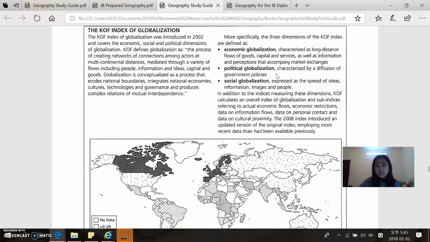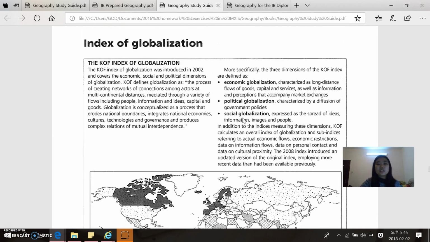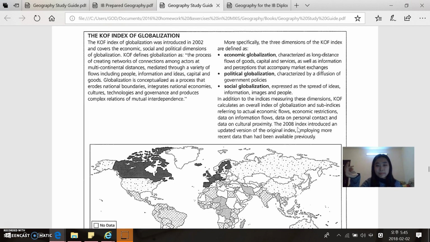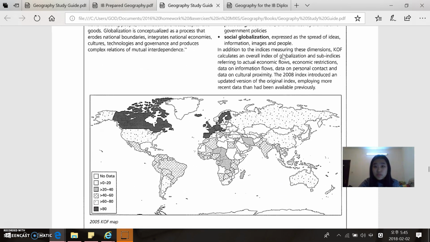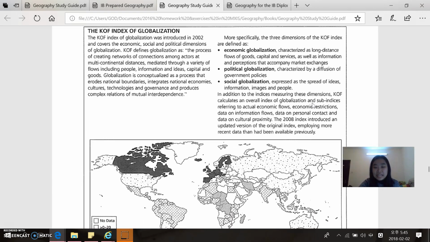And political globalization is characterized by a diffusion of government policies. That's actually over here, so it's also talking about the UN. And social globalization is expressed as the spread of ideas, information, images, and people. So it's more about the mind, right? Ideas, information, images, and people. In addition to these three main dimensions, there are also sub-indices referring to actual academic flows, academic restrictions, data on information flows, data on personal contact, and data on cultural proximity.